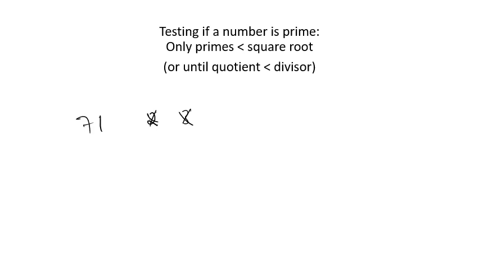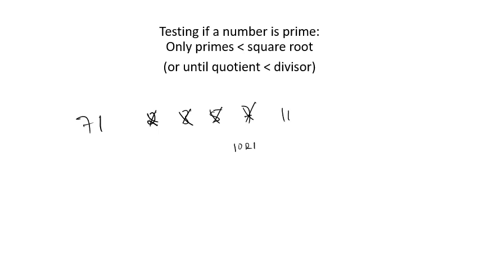Now, I don't need to check 4. If 2 didn't work, there's no way 4 is going to work. So I can skip over the 4 and get to 5. This ends in a 1, so it's not going to be divisible by 5, so 5 is no good. I don't need to check 6. 2 didn't work and 3 didn't work, so there's no way 6 is going to work. I can get to 7, and 7 goes in 10 times with 1 left over. So there's a remainder, so that's not going to work. I don't need to check 8 because 2 didn't work. I don't need to check 9 because 3 didn't work. I don't need to check 10 because 2 and 5 didn't work, so 10 can't work.